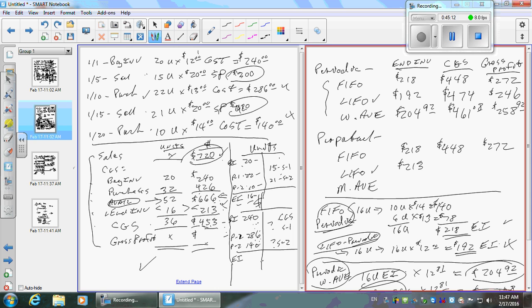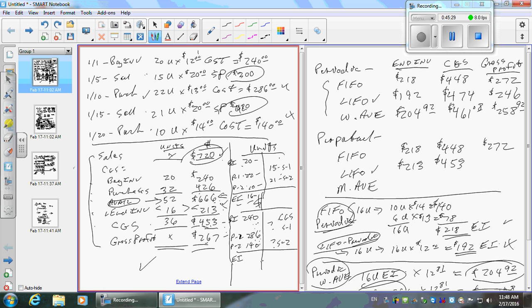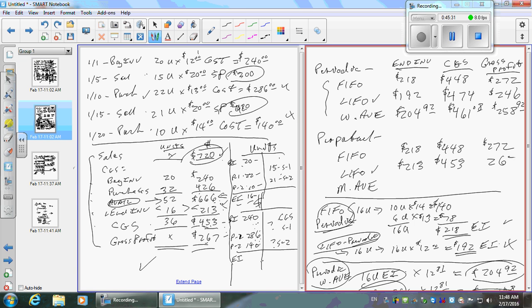Unless there's very little activity in inventory. What's cost of goods sold? 453. How would you get your gross profit? What's your total sales? 720. Take away your cost of goods sold, 453. What do you have, everybody? 267.